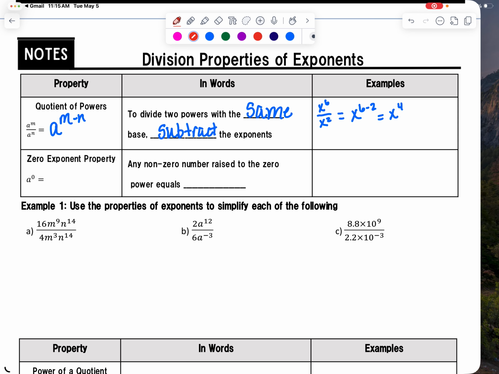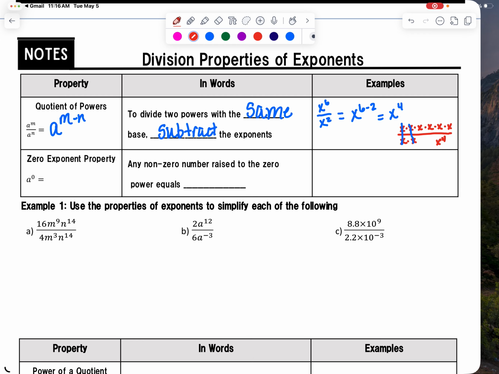Now, let me illustrate why this property works. Let me write out x to the 6 in expanded form. X times x times x times x times x times x. So 1, 2, 3, 4, 5, 6 x's divided by x squared, which would be x times x. So this is literally what we're dividing here. Now, this first x divided by the bottom x would divide to 1. Anything divided by itself is 1. This would divide to 1. And what we're left with is 4 x's. So we would write that as x to the 4 power. So that's why the subtraction property works.